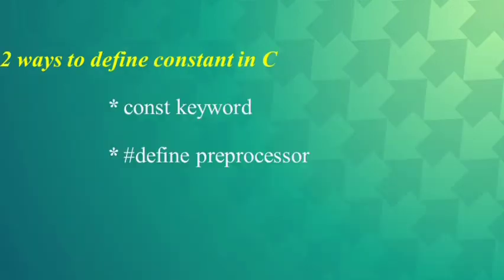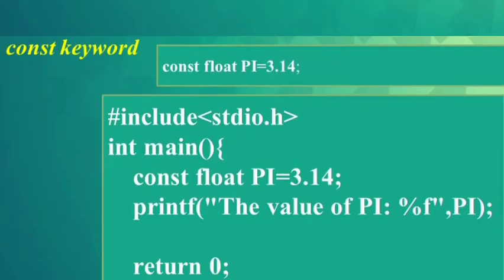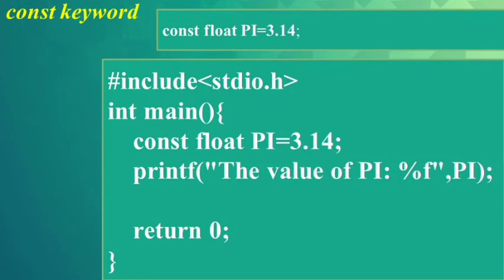There are two ways to define a constant in C. One is the const keyword, another one is the hash define preprocessor. The C const keyword is used to define a constant in C programming. For example, one syntax is const float pi = 3.14. Now the value of the pi variable cannot be changed. It is used in the program.